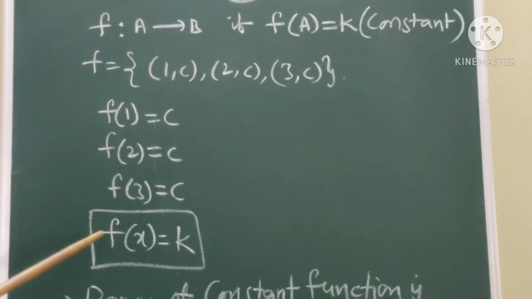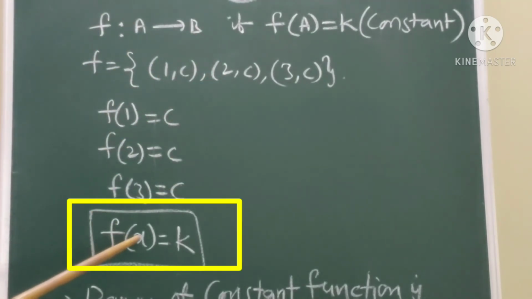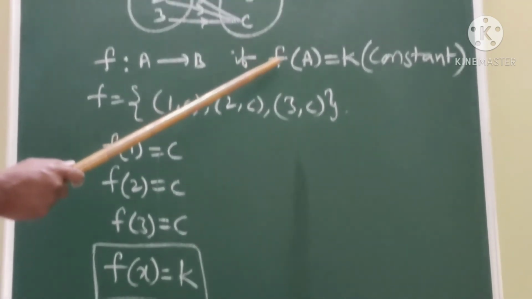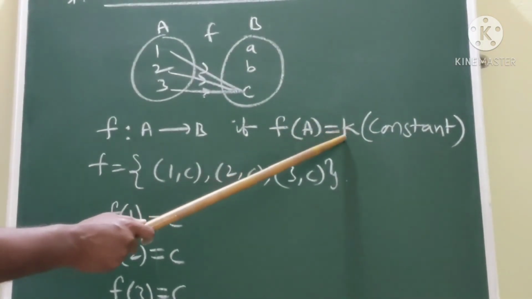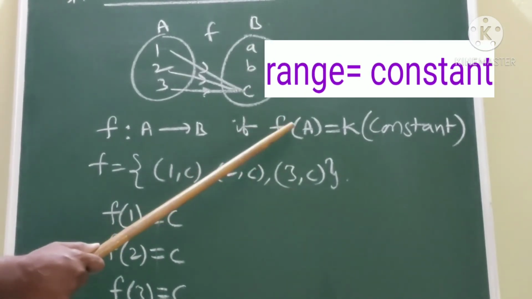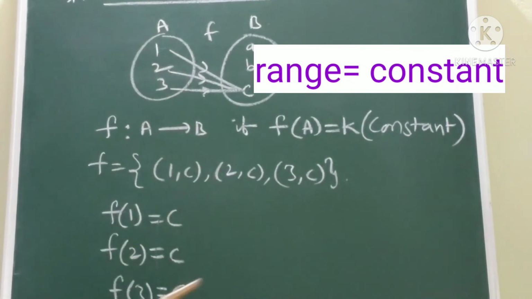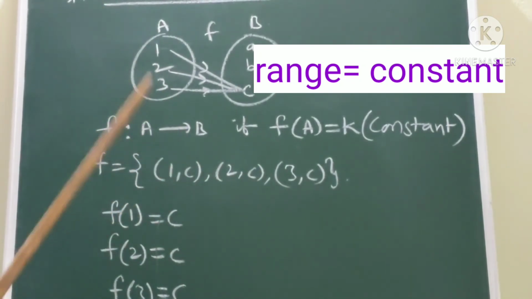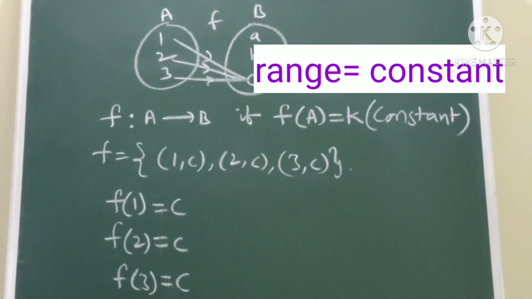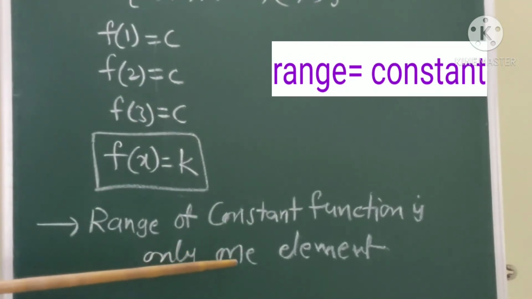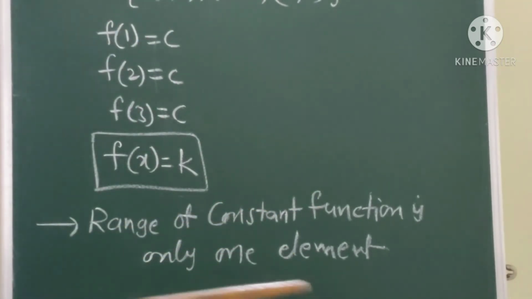The symbolic form of constant function is f of x is equal to k, where k is the constant. And also we can say that f of capital A is equal to k constant. That means f of capital A means range. Range is equal to constant. So finally, in a constant function, what is the range? Constant. And the range of constant function is only one element. That element is called constant.